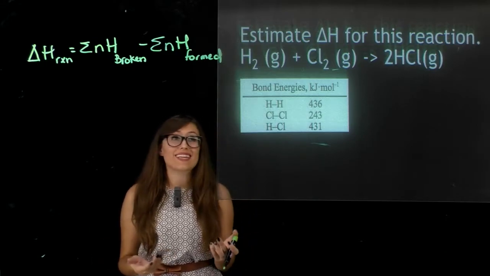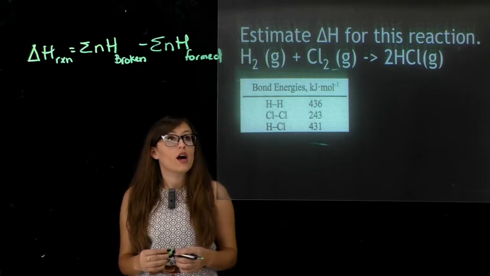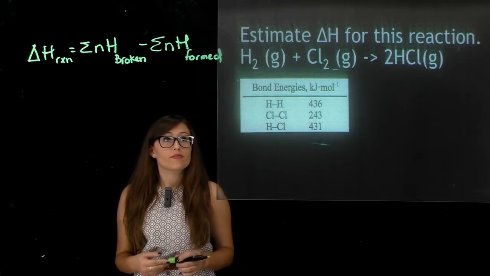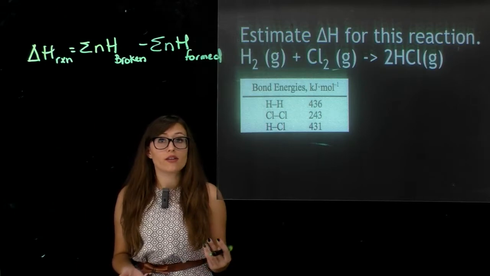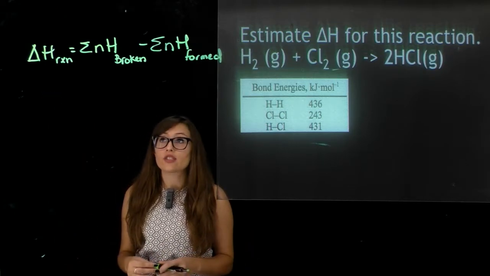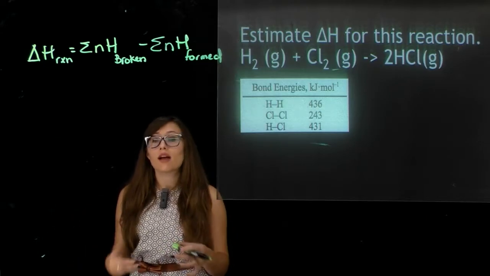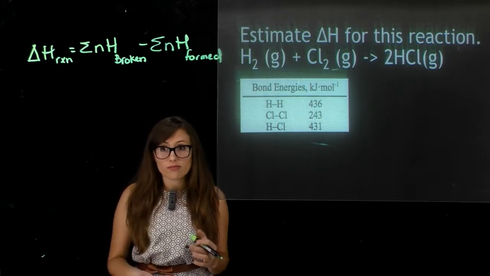So the following problem states, estimate the enthalpy of reaction for the following chemical equation. So the very first thing that we need to know is Hess's law, which states the enthalpy of the reaction is equal to the sum of your bond enthalpies broken minus the sum of the enthalpies of your bonds formed.